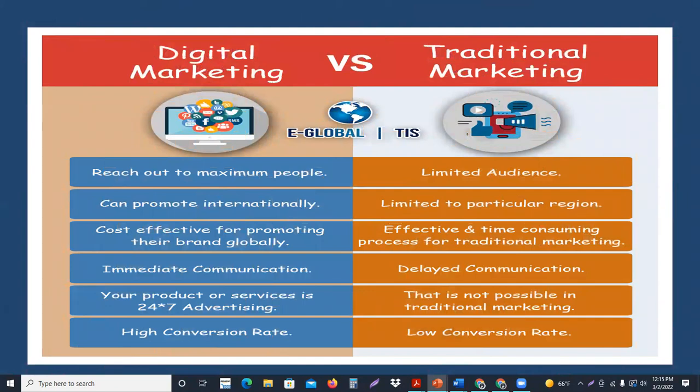When you are online, you have the opportunity to reach a maximum amount of people based on filters, based on target audiences, things like that, versus the traditional, which is more of a limited audience, whoever's there at that place in that time. Traditional marketing has a lower conversion rate than digital marketing.